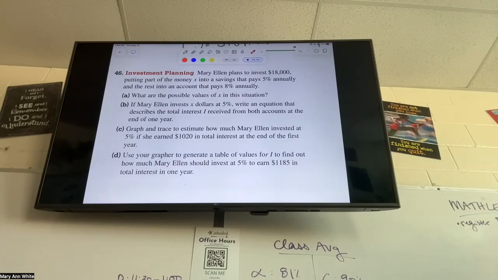It says, Mary Ellen plans to invest $18,000, putting part of the money X into a savings that pays 5% annually and the rest into an account that pays 8% annually. Okay, first thing we want to do is figure out what are our possible values of X. It says that she puts part of the money X into a savings account. How little could she put in a savings account and how much could she put in? What's the smallest amount? What's the biggest amount?